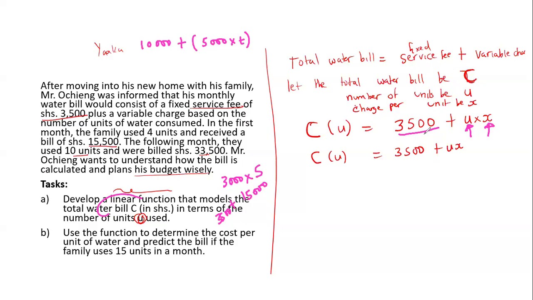For the price of 1 unit, I think, in my opinion, we can calculate that. They have told us that for 4 units, they pay a bill of 15,500 and they have a fixed service of 3,500. So why don't we subtract the fixed service and divide? We shall get the answer as 3,000. And if you also do it for the 30,500, you still get the answer, which should be 3,500 plus.